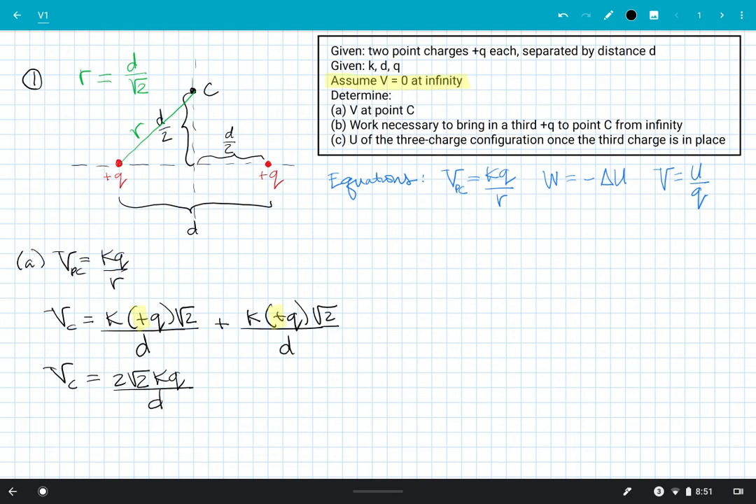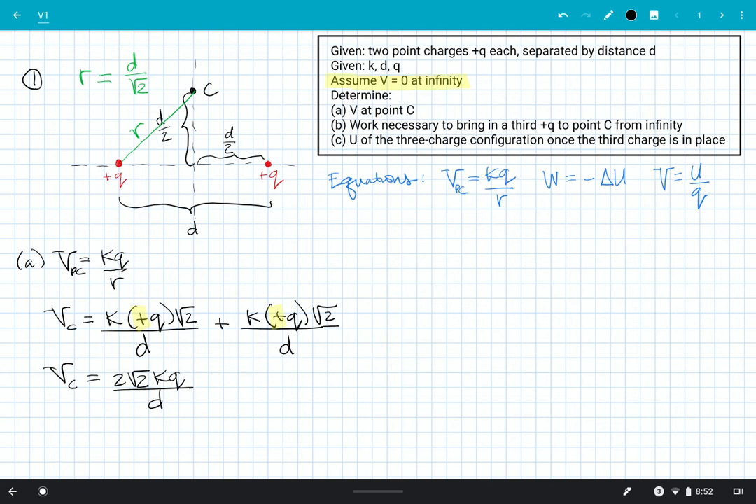Part B asks us for the work necessary to bring a third charge to point C from infinity. It is going to take some work to do that. Imagine yourself bringing that third charge in. It does not want to be brought in because it's repelling from the two positive charges already in that space. So you're bringing it what I would call uphill, which necessitates positive work from you, an external force, to bring it into point C.